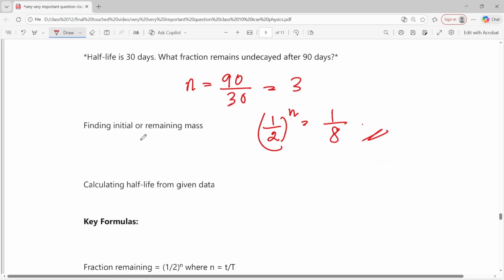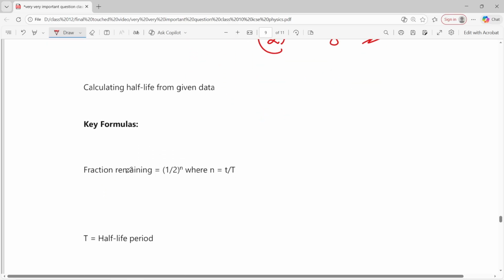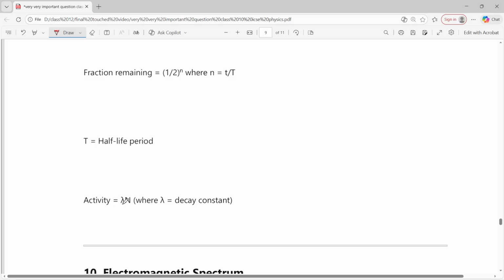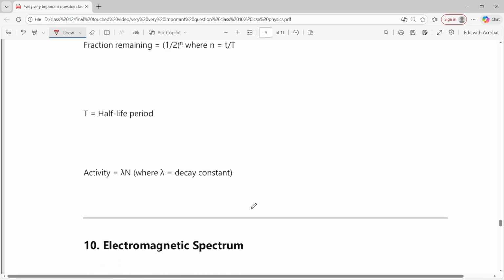Finding the initial and remaining mass, calculating half-life from given data. The key formula for fraction remaining is 1 by 2 to the power n, where n equals t by capital T, and capital T is the half-life period. Activity is lambda N, where lambda is the decay constant.